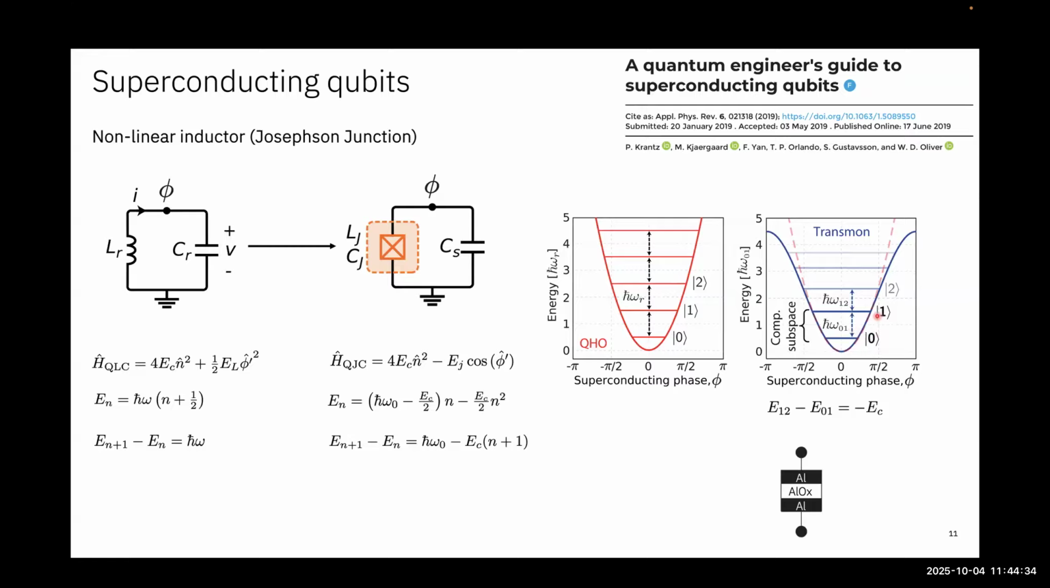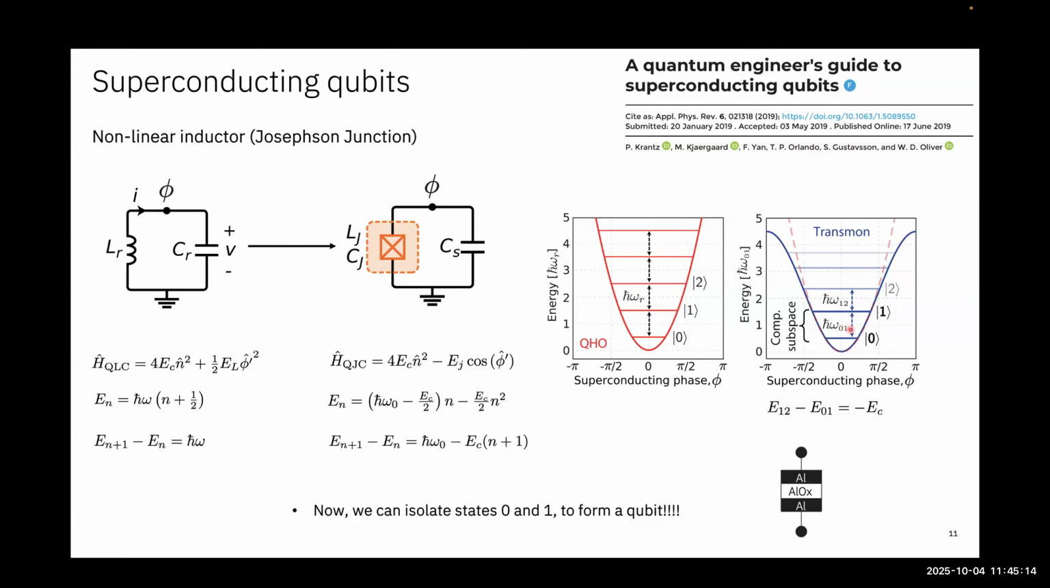So if you take, for example, the difference between 0 and 1, it depends on EC, which is a function of the capacitor in your system. By engineering it smartly, we can isolate these two. We can isolate 0 and 1 to form our qubit. And this is the bread and butter of a superconducting qubit. To be specific, this is now a computational subspace. You can isolate 0 and 1, and you can use that to form your qubit.